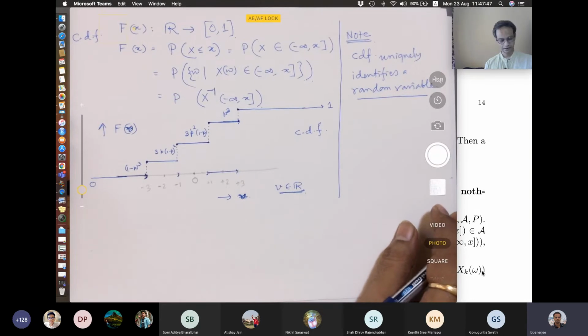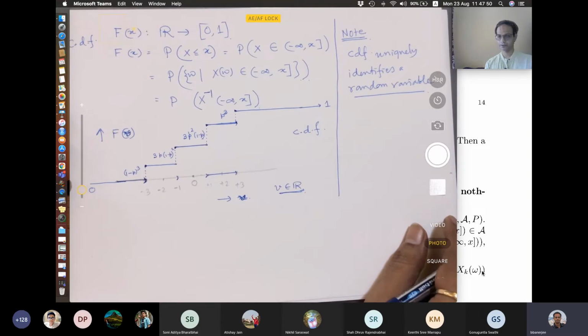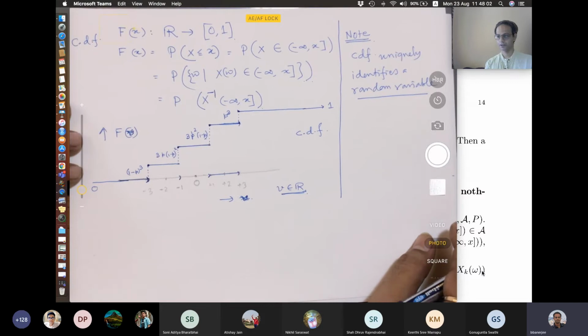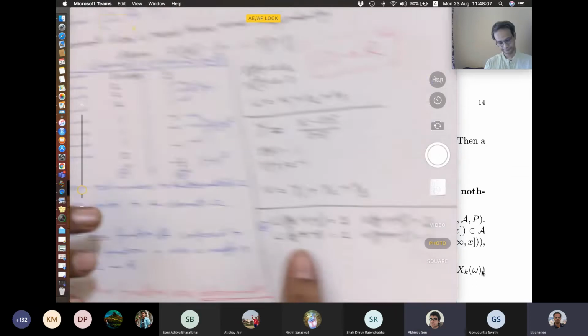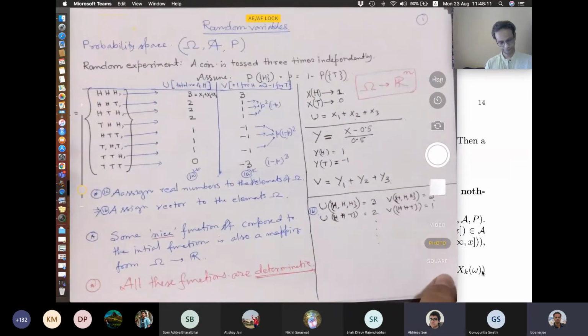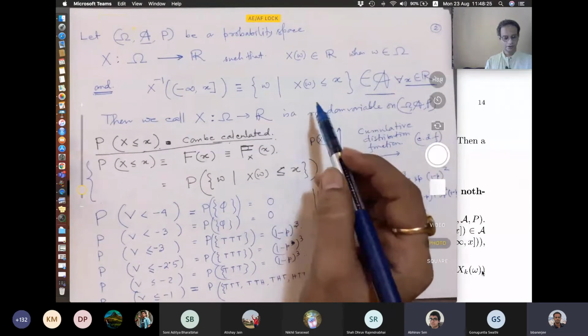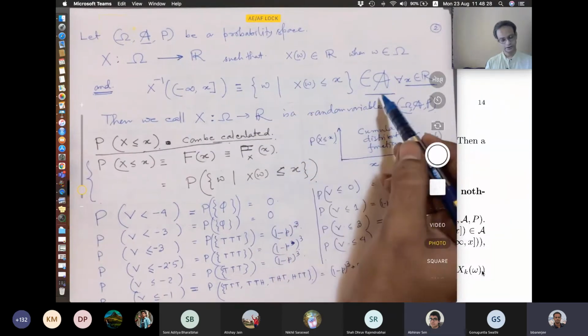So again, maybe next day we will define what is discrete or continuous. Sir, I have a doubt in the definition of a random variable. Okay, tell me. Isn't the second part of the definition trivial? If you have a function, won't it automatically satisfy that condition where X inverse of minus infinity to x gives omega such that X of omega is less than or equal to x?